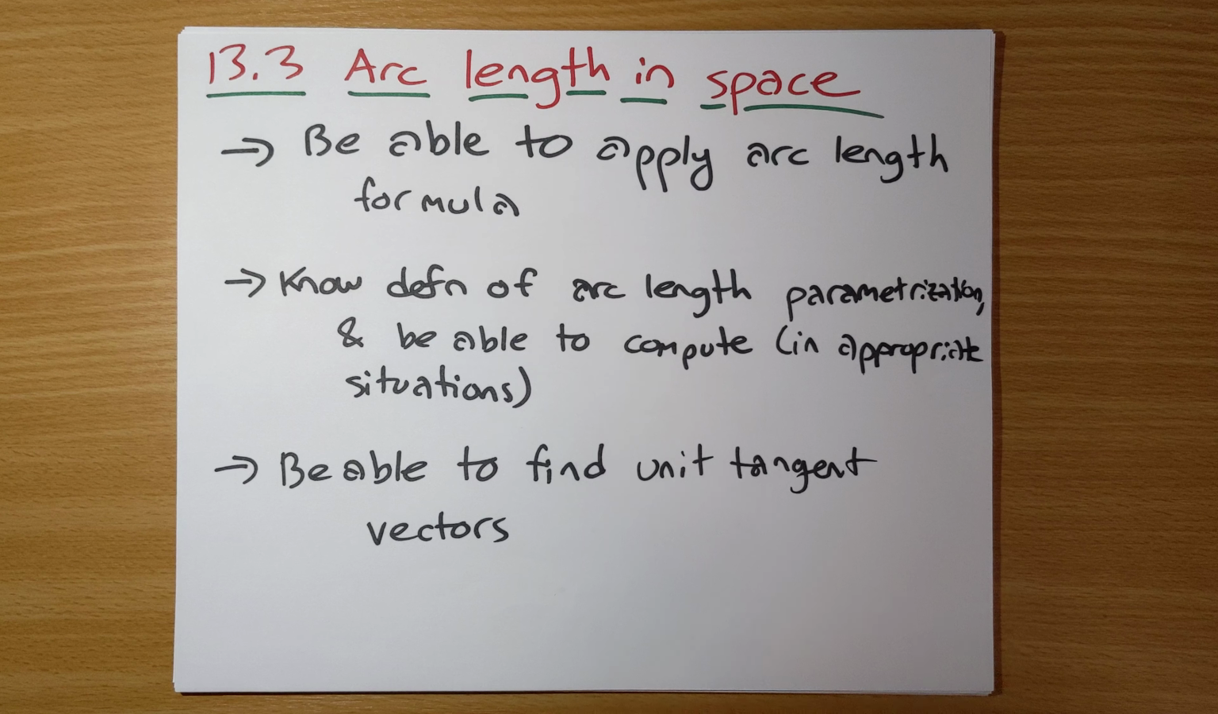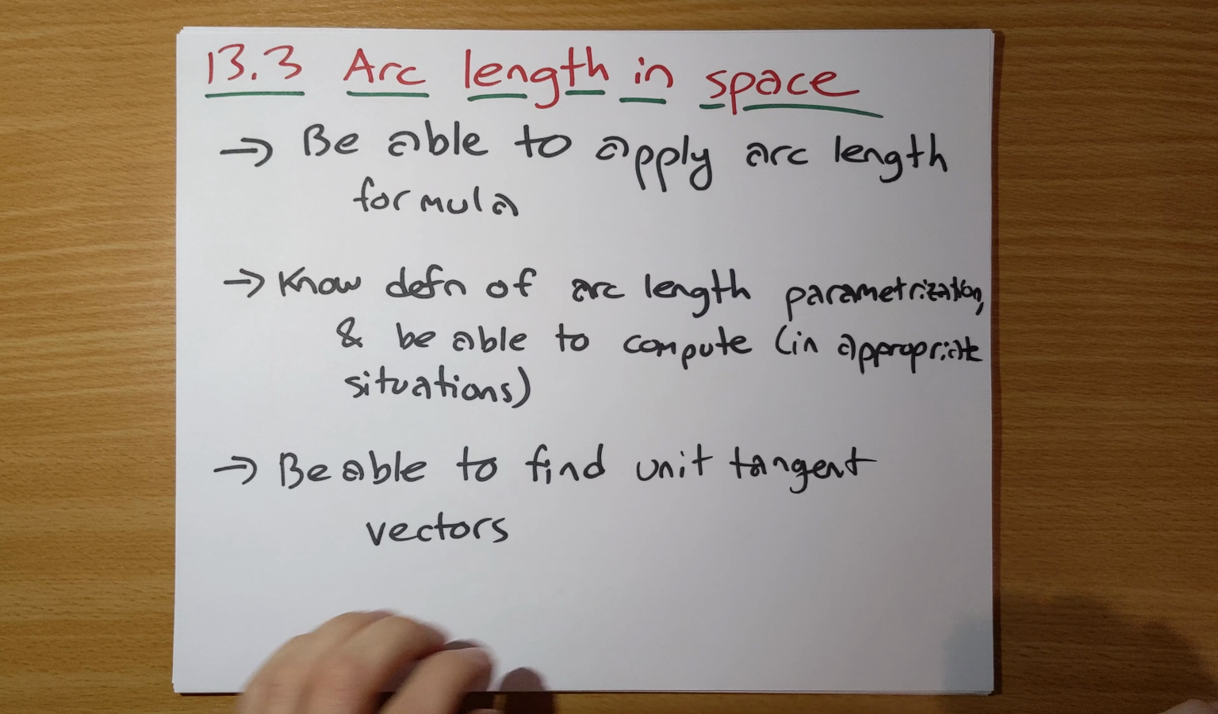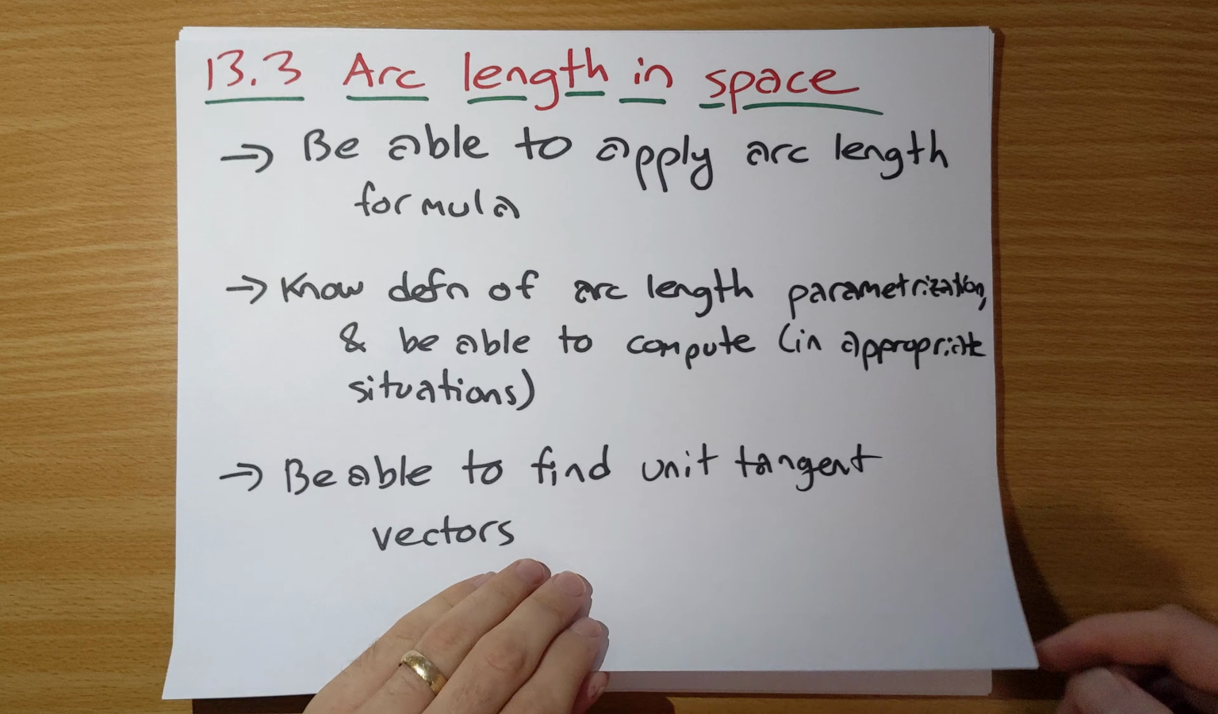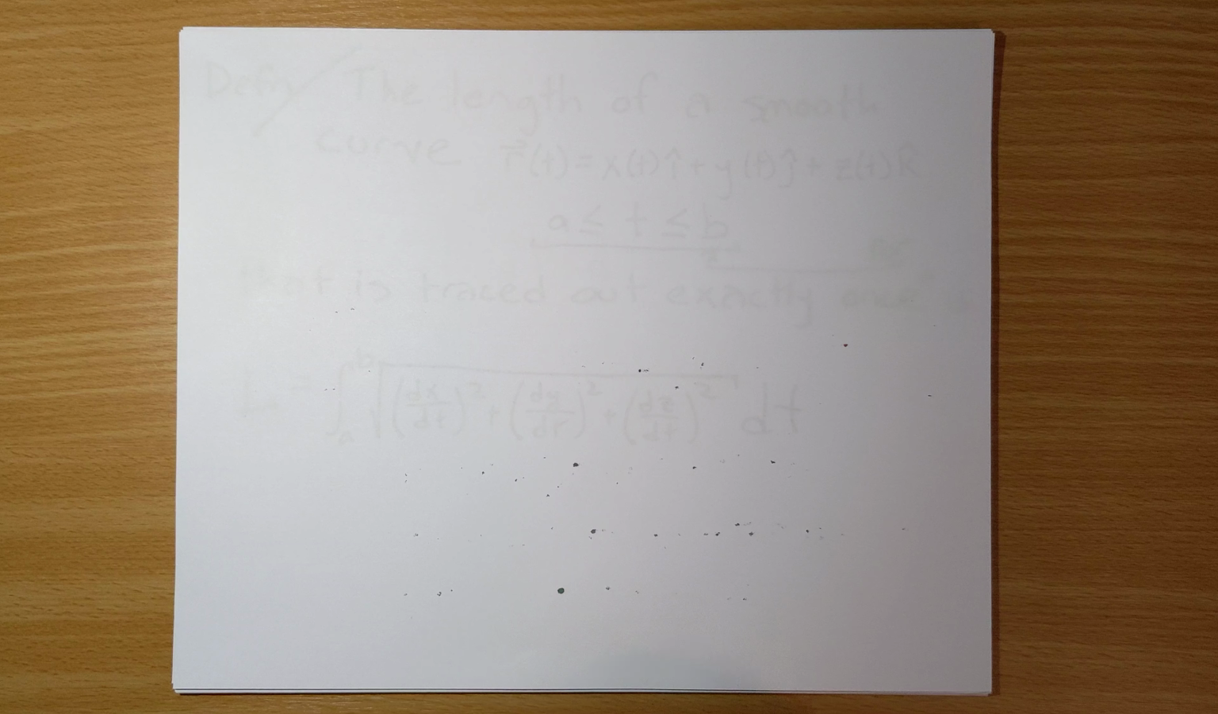Section 13.3, arc length and space. So some learning goals: be able to apply the arc length formula, know the definition of an arc length parameterization, be able to compute one in appropriate situations, and be able to find unit tangent vectors. Okay, so arc length, this is something that we studied a couple times back in Calculus 2.